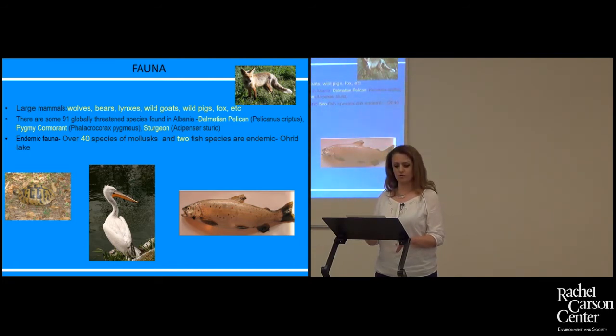Along the Adriatic coast, the lagoons of Kune-Vain, Patok, Karavasta, and Narta, with their rich wetland ecosystems, migratory and endangered birds, offer opportunities for wildlife tourism.